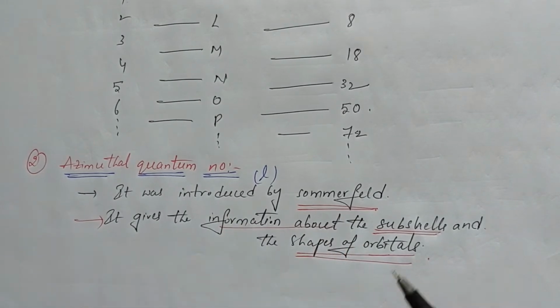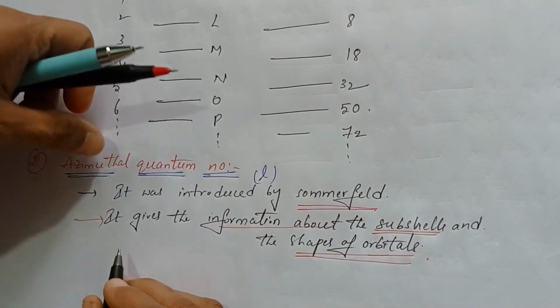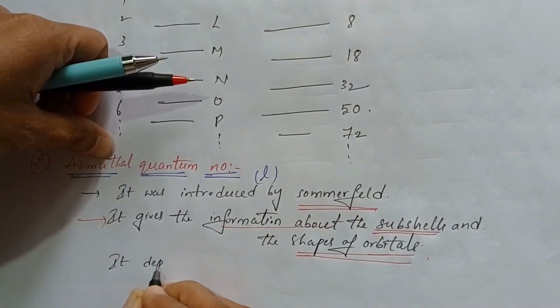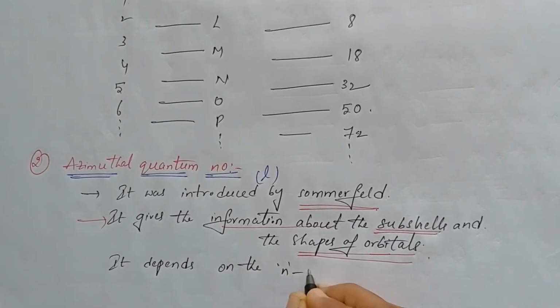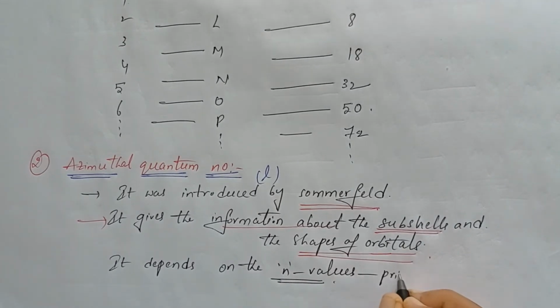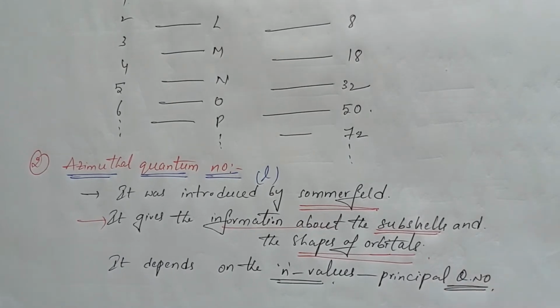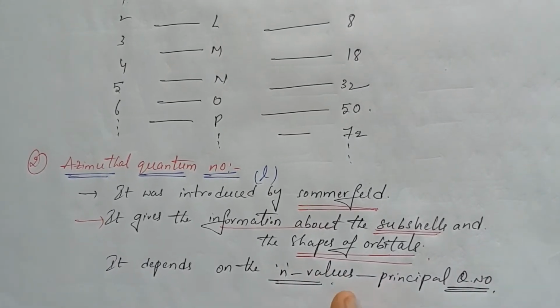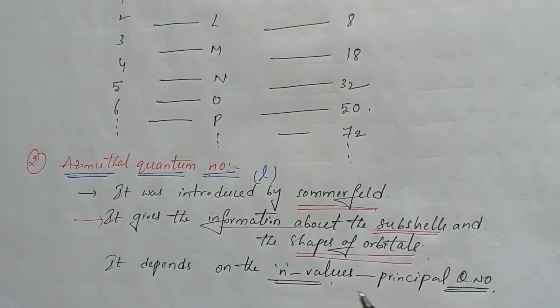Now, the azimuthal quantum number mainly depends on the principal quantum number values, the n values. The n value is nothing but the principal quantum number, represented by small n. So l values mainly depend on n values, students.